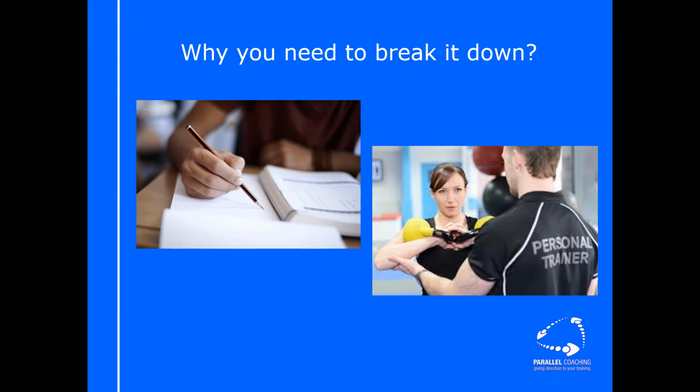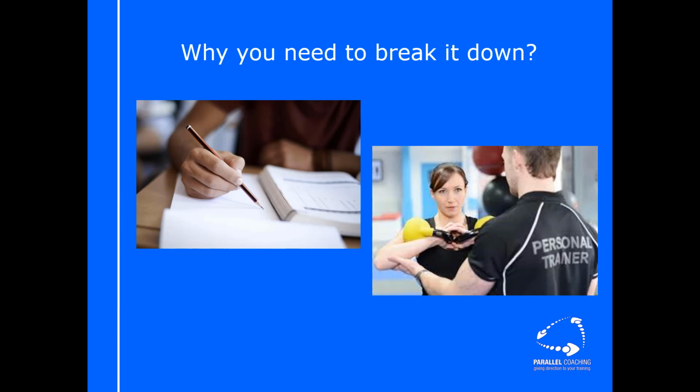So why do you need to break it down? Why can't we just leave it really complicated? Actually, a lot of learners do this. They keep things very complicated. They're trying to learn something by just reading it. They're trying to remember every single word that is on the page and then wonder why they forget it.